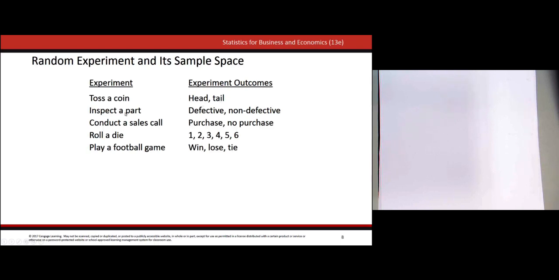If you inspect a part, it is either defective or non-defective, conforming or non-conforming. If you conduct a sales call, you may end up with purchase or no purchase. These are the only two possible outcomes for that experiment. So in statistics, an experiment is any process that generates well-defined outcomes, such as rolling a die, 1 through 6, or playing a football game, either win, lose, or tie. You need to list all possible outcomes for that experiment, which is the sample space.